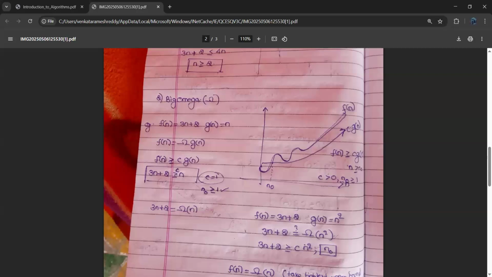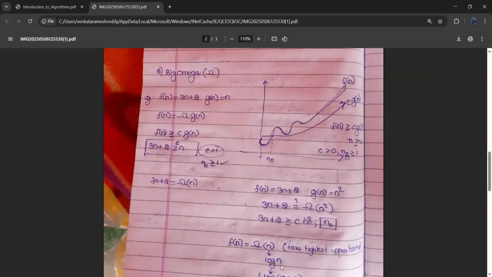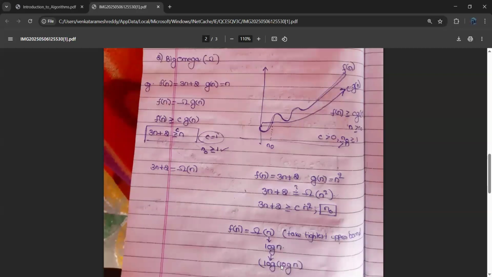And also we have to take the tightest upper bound. In place of n, if I take log n, then f of n equals big O of it. This f of n is greater than or equal to c into g of n.